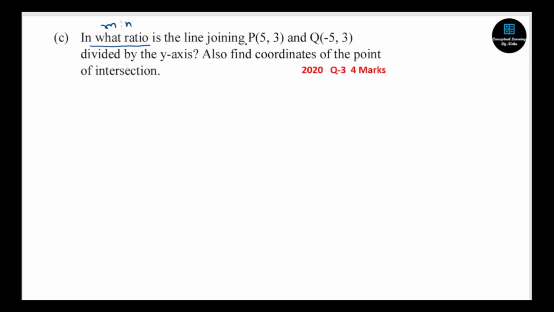Okay. Joining points P and Q are given. Okay. Divided by the y-axis. So the point is on the y-axis. Okay. Which divides in the ratio m:n. And we have to find the coordinates also of the point of intersection.